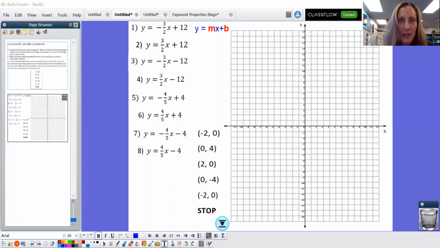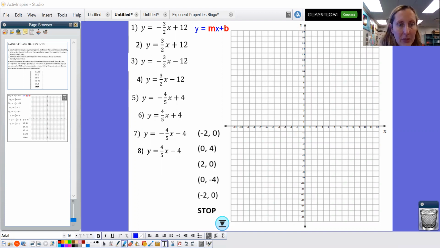Kids, let's graph some lines and make a stained glass window. Why not? Over here, we have 8 lines we're going to graph. These linear equations are all in slope-intercept form, this lovely form that we like because it gives us the slope and the y-intercept. We can graph these lines really, really fast.